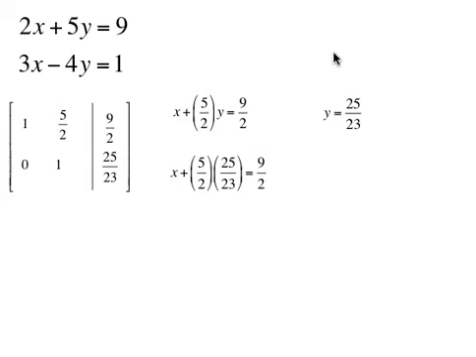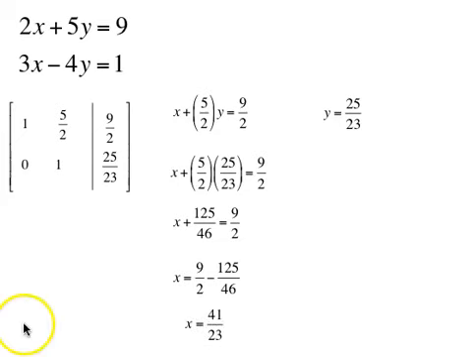25 times 5, 125. 2 times 23 is 46. So x plus 125/46 is 9/2. Subtract 125/46 from both sides, which again, is another very unpleasant problem. And what are you going to get? You're going to get x is 41/23.